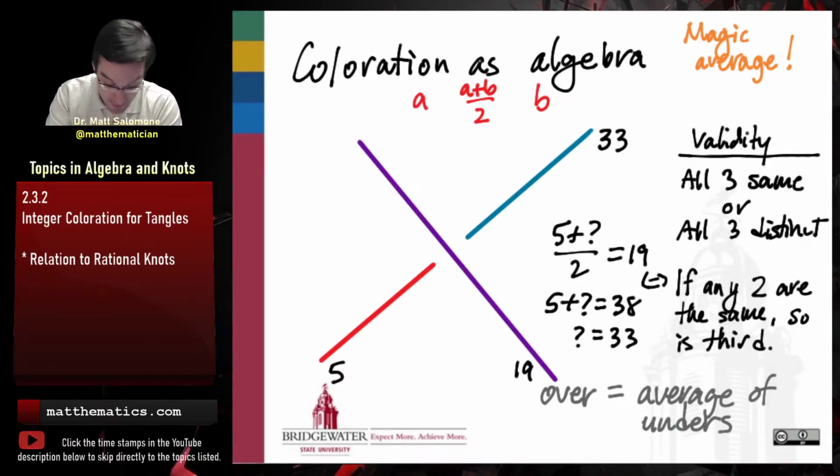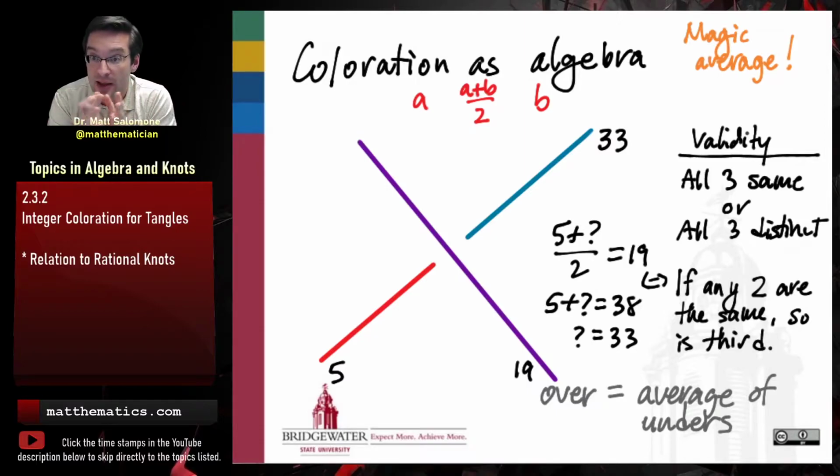So I can use this rubric, the over is the average of the unders, to, given any two of the integers in this diagram, figure out the third one, right? So if I happen to know both of the unders, I can just average them to get the over. If I know the over and one of the unders, then I can use this kind of process to figure out the other one of the unders, right?